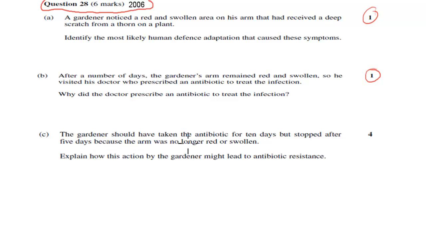And the gardener should have taken the antibiotics for 10 days, but stopped after 5 days because his arm was no longer red or swollen. Explain how this action by the gardener might lead to antibiotic resistance. And that's worth 4 marks. So when you're ready, pause the video and attempt the question, and then I'll go over the answer itself.